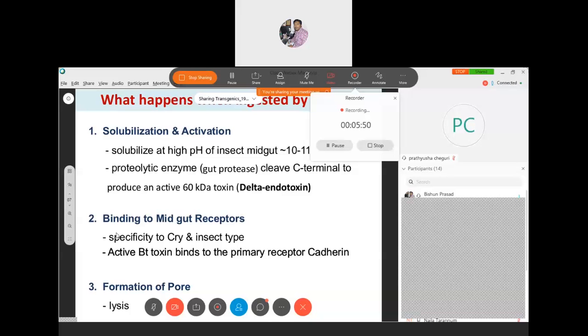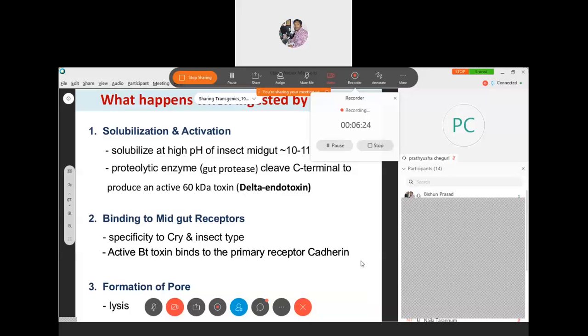So in the mid-gut of insect it has a specific receptor, and that receptor is known as cadherin. This is a very specific receptor, and it will bind only to the activated trypsin protein. So if the protein is not activated, it will not bind to the cadherin. And if there is a mutation in cadherin, or if cadherin is not present, then also your activated protein will not be able to bind the mid-gut receptor. So for binding to the mid-gut receptor, it is very important the protein should get activated, then only it can bind to it.